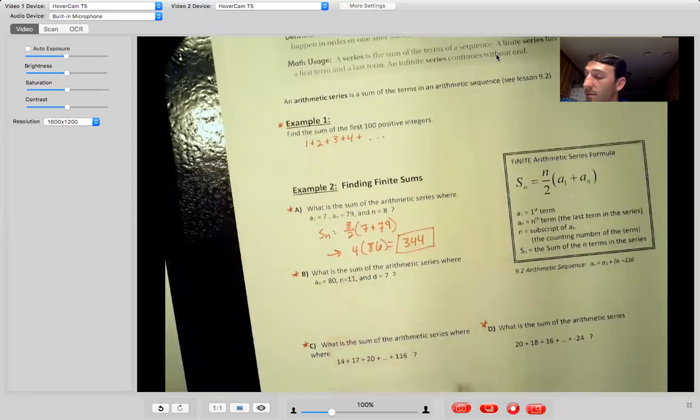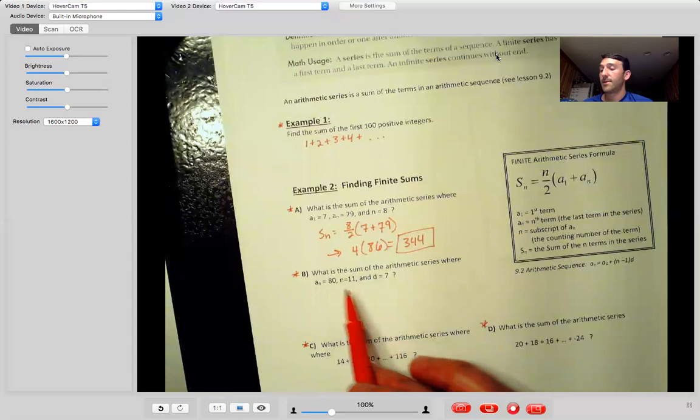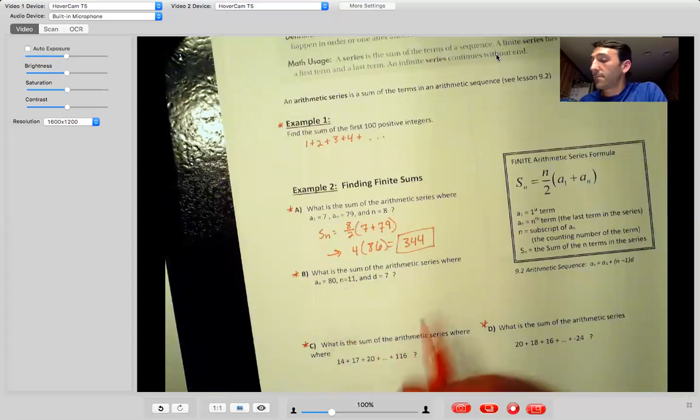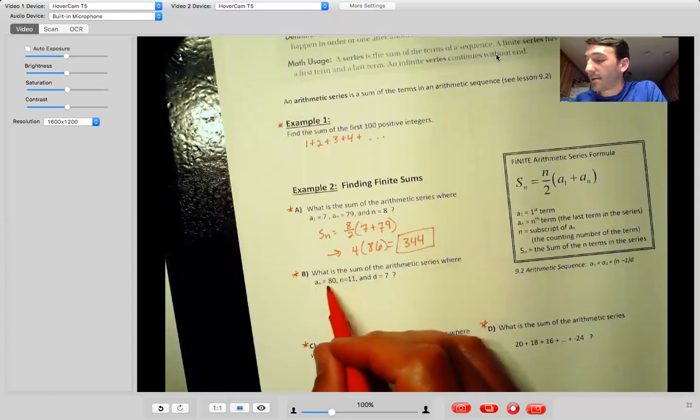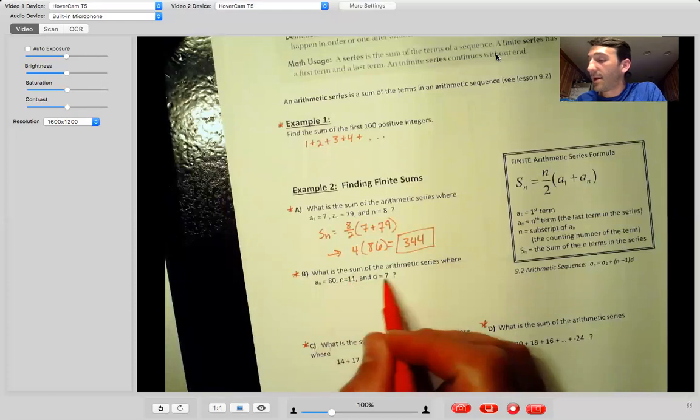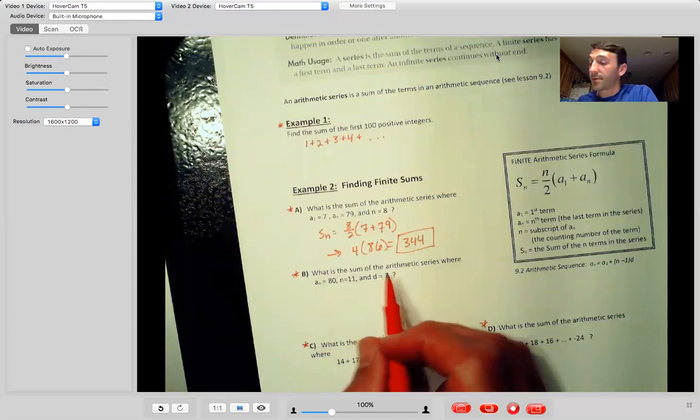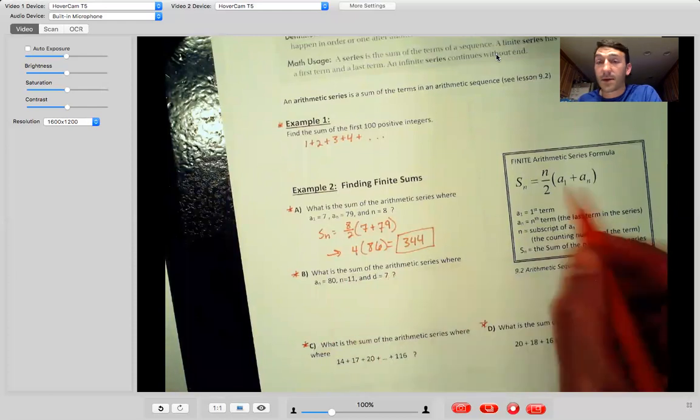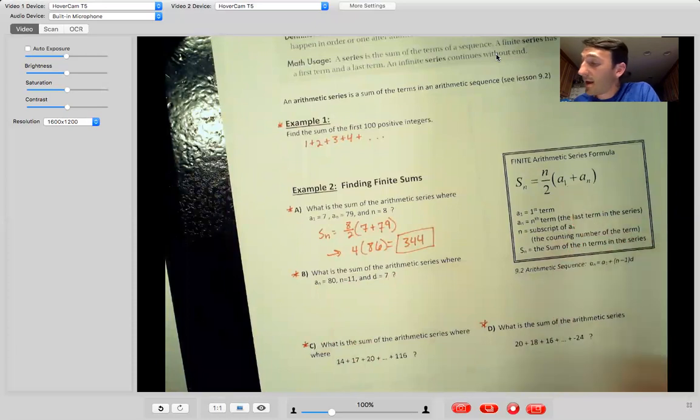So B, what is the sum of this arithmetic series? We have a sub n is 80, n is 11, d is 7. What we don't have is a sub 1. We do need that because we have to have it. So we go back to 9-2 here, and we're going to figure that out.